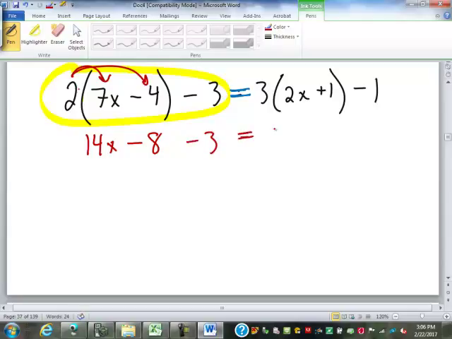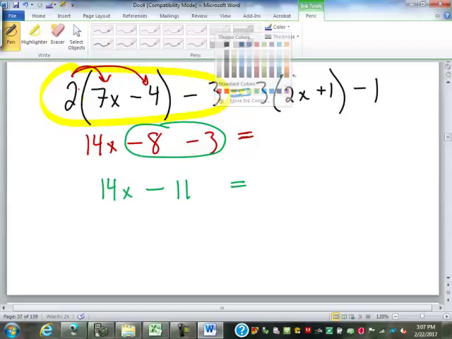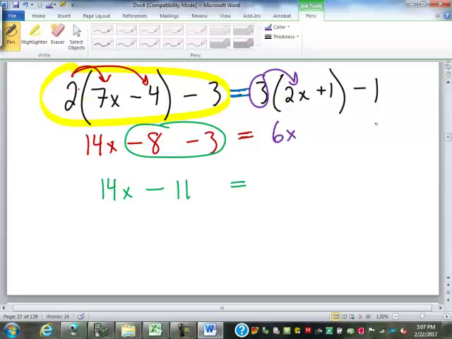Before I do anything on the right side, I'm going to finish combining this. What else can I combine here? Perfect. So the 14x doesn't change. Negative 8 and negative 3 make negative 11. So now on the right side, what do I have to do first? 3 times 2x is 6x. Perfect. And 3 times 1 is 3. Now we still have the minus 1 over there.